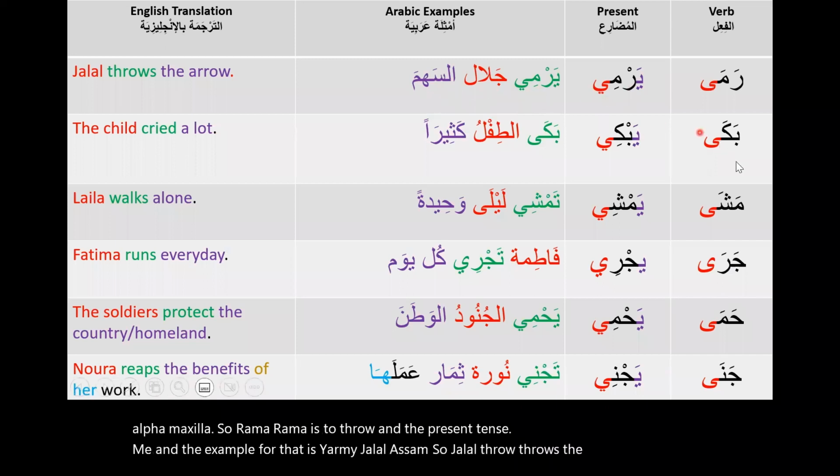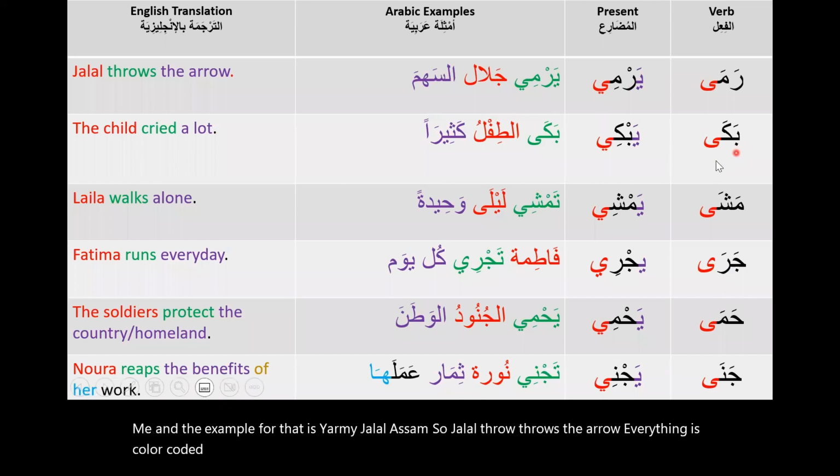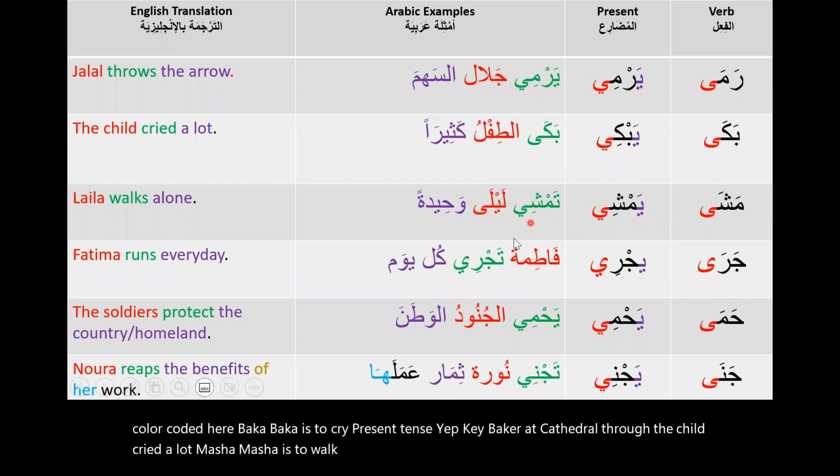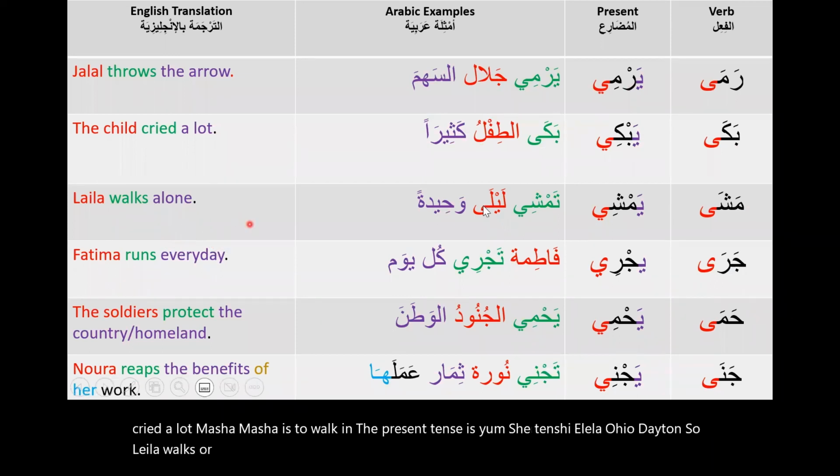Everything is color coded here. Baka is to cry. Present tense yabki. Baka at-tiflu kathiran. So the child cried a lot. Masha is to walk, and the present tense is yamshi. Tamshi Layla wahidatan. So Layla walks, or marches, alone or by herself.